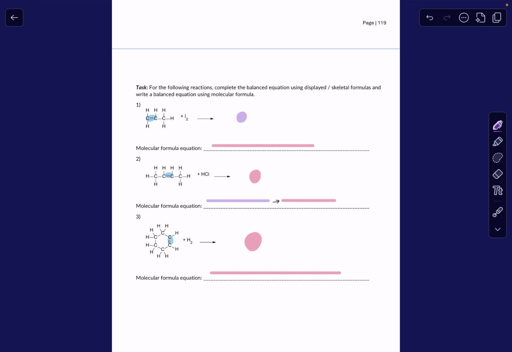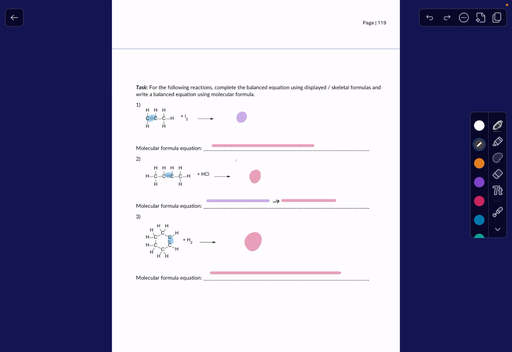So the first part, it says, using the following reactions, complete the balanced equation using displayed or skeletal. So that's drawing all the bonds or drawing the lines. And write a balanced equation using the molecular formula, which is the bit here in red that I'd like you guys to do. So we've got an addition reaction, and I know it is an addition because we have an alkene and we have a halogen. So they're the main conditions.